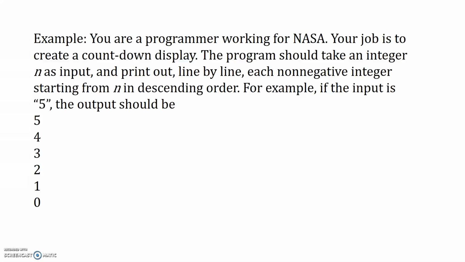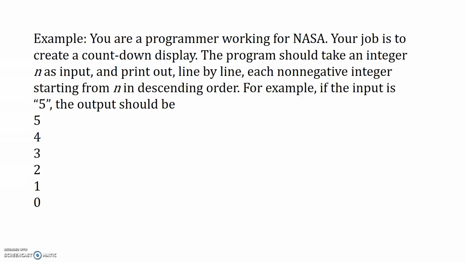The program should take an integer n as input and print out line by line each non-negative integer starting from n in descending order. For example, if the input is 5, then the output should be 5, change lines, 4, change lines, 3, change lines, 2, change lines, 1, change lines, 0.